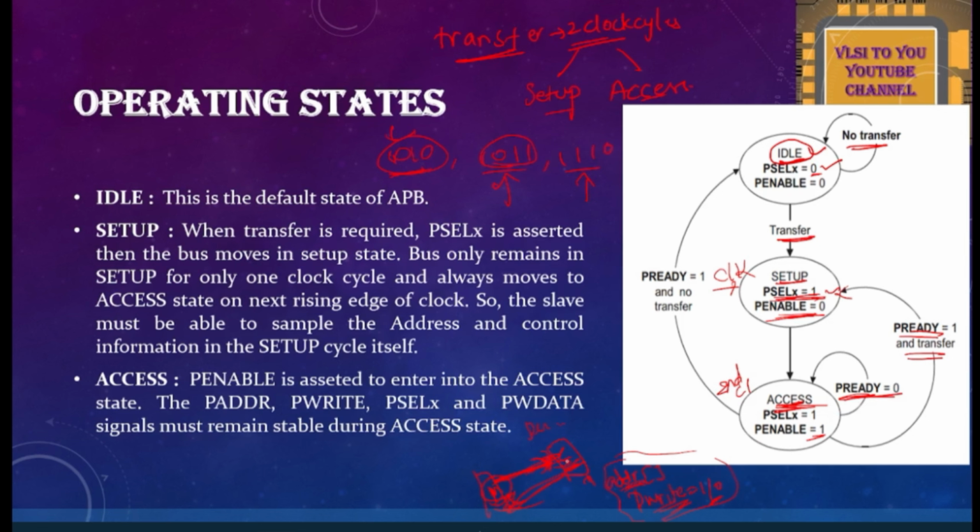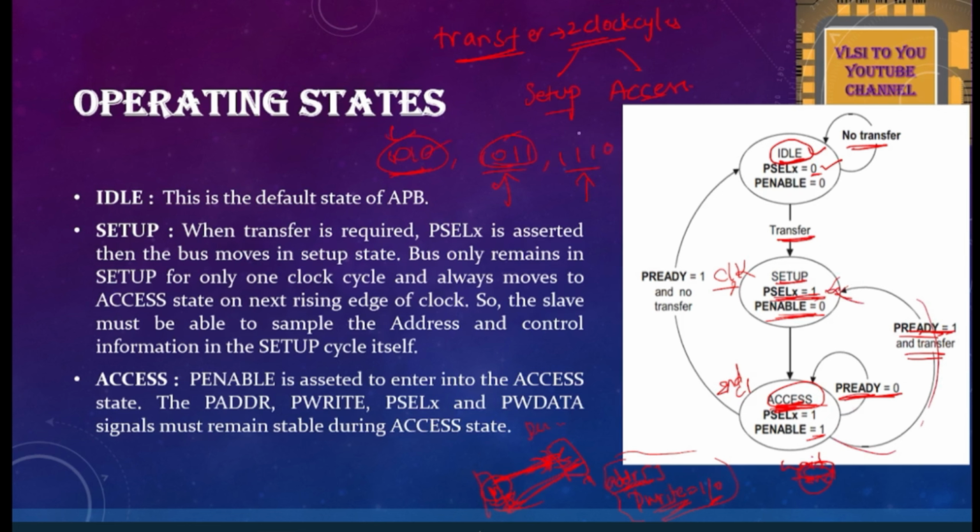Because it should send data, but the receiver is telling that I'm not ready for receiving the data. Then until the slave is ready, the master has to wait. So that is the wait period. So what will the master do during this wait period? Nothing. It will just stay in the access state until PREADY is 1, and then after PREADY is 1, the transfer takes place, and again it will go into the setup state.